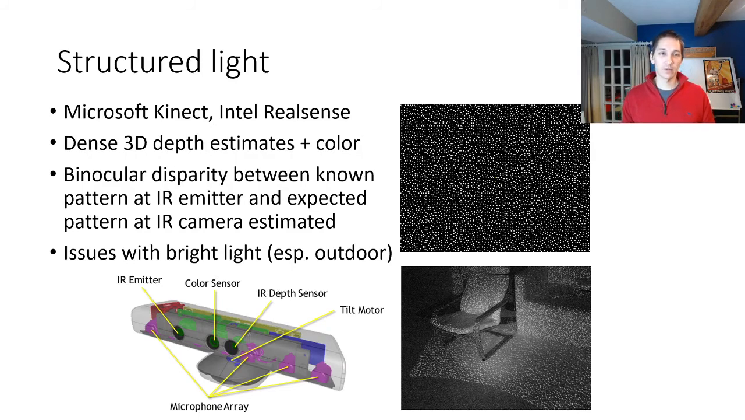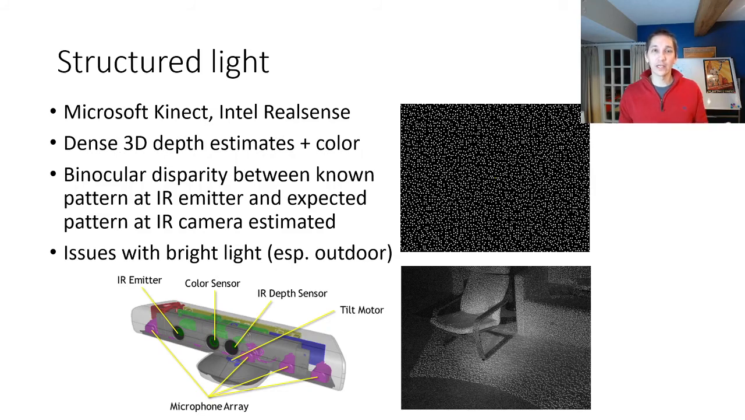This became very popular with the Microsoft Kinect and now more recently the Intel RealSense line of cameras. Here they provide dense 3D depth estimates in color. They have a color sensor as well as an IR infrared depth sensor and an infrared emitter. So the emitter generates synthetic texture on the scene, which allows the binocular disparity to be estimated more accurately. Now there's a baseline between the IR emitter and the IR depth sensor. The depth sensor knows what was emitted. There's some pattern that gets emitted onto the scene, such as the one shown here. And by doing a binocular reconstruction, a dense reconstruction, you can get fairly good estimates of depth for scenes that are not too washed out.